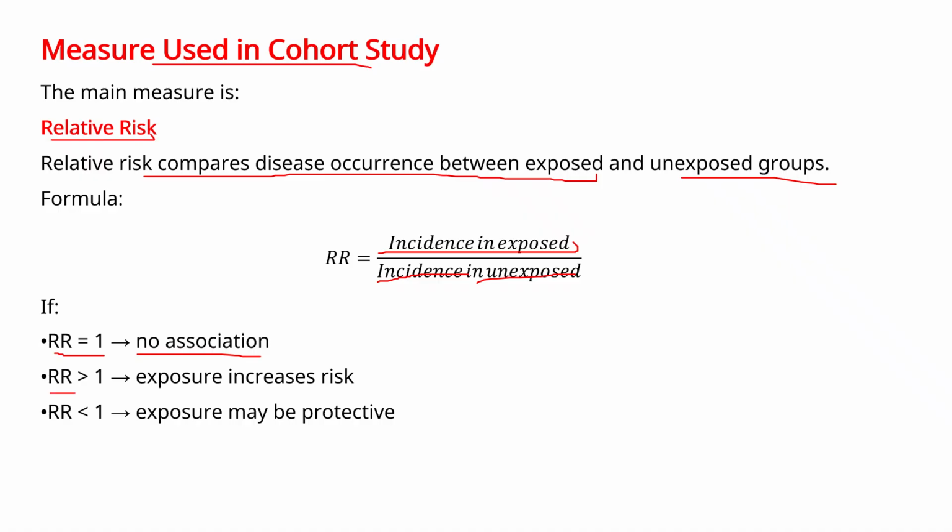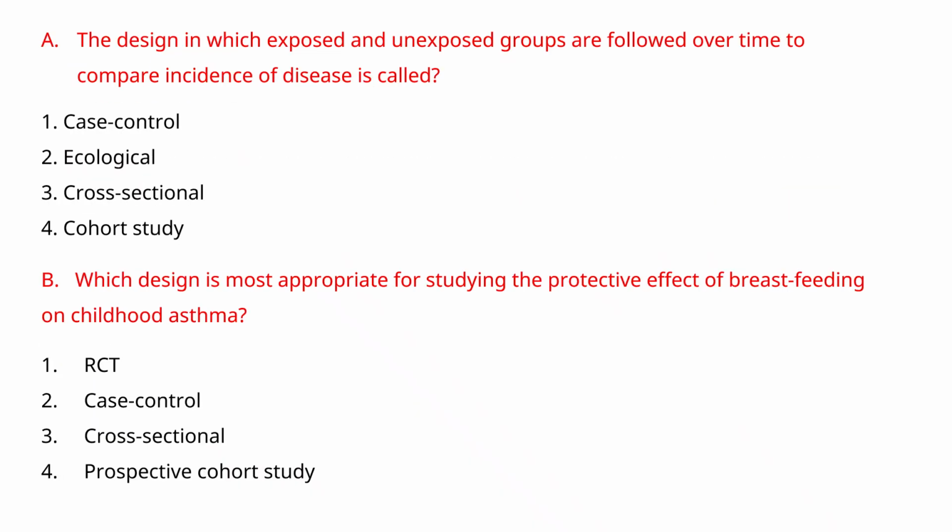If the relative risk is greater than 1, that means exposure increases risk, which means that if you smoke, then you have higher chances of development of lung cancer. Then relative risk less than 1. That means exposure may be protective. That means if you smoke, then you have less chance of development of lung cancer.